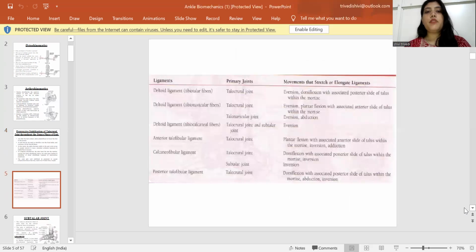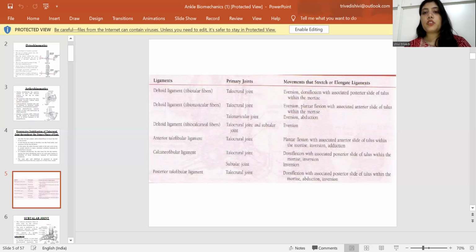These are the ligaments involved. This is the tibia deltoid ligament. Primary joint involved is the talocrural joint. Movements that stretch or elongate the ligament: eversion, dorsiflexion with associated posterior slide of the talus within the mortise. Second one is the lateral ligament. Primary joint involved is the talocrural joint, and this is eversion, plantar flexion with associated anterior slide of the talus within the mortise.